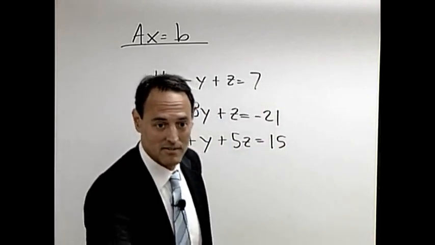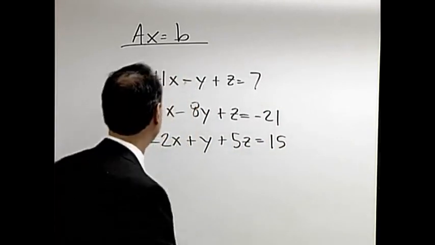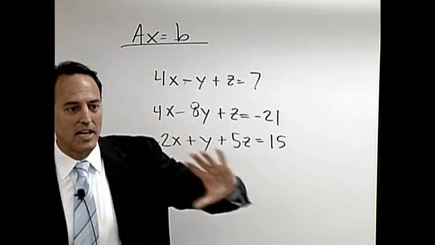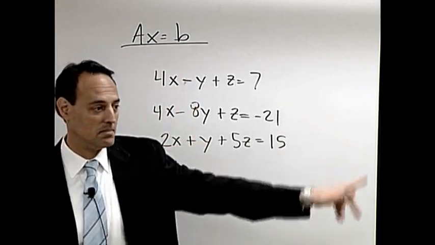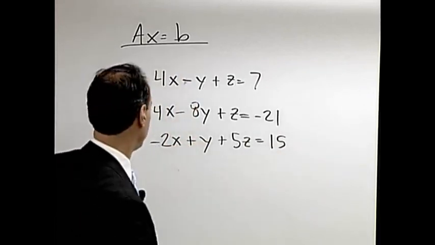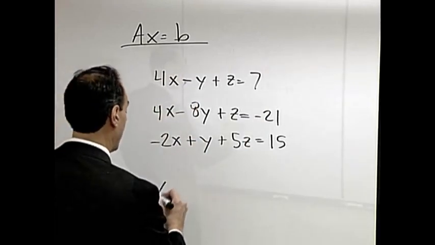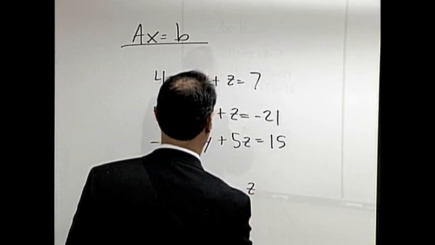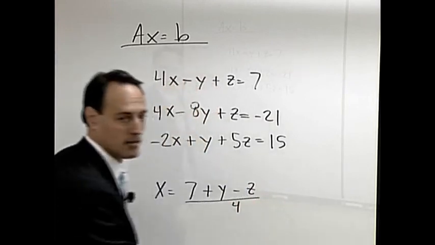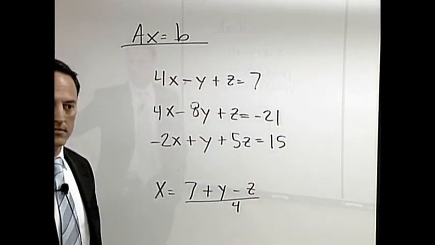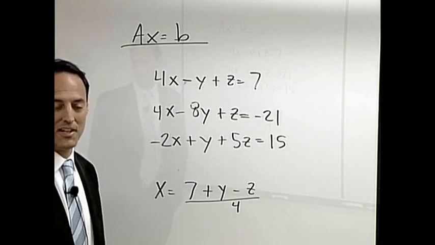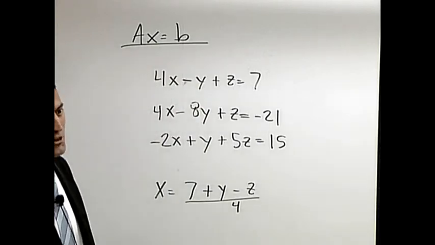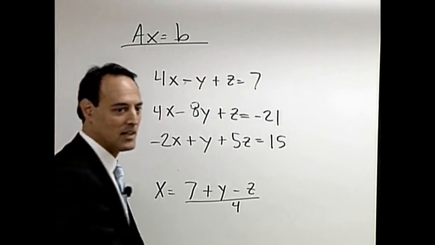Okay. Ready? Here's what I'm going to do. For the first equation, I'm going to solve for x in terms of y and z. So if I do that, I get x is equal to 7 plus y minus z all over 4. I know. So far, nobody's impressed that much. But that's OK. We're just setting up the trick right now.